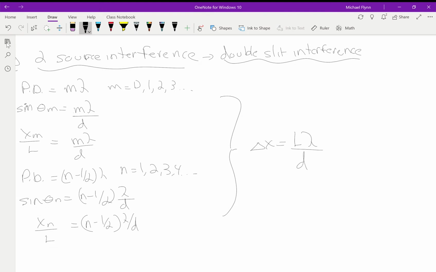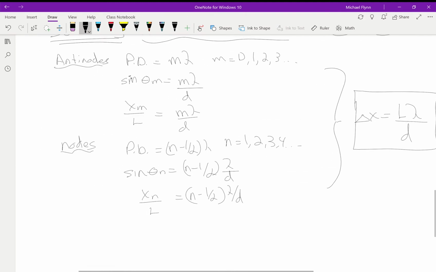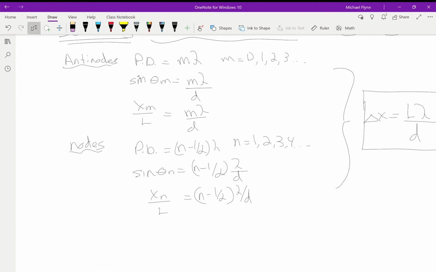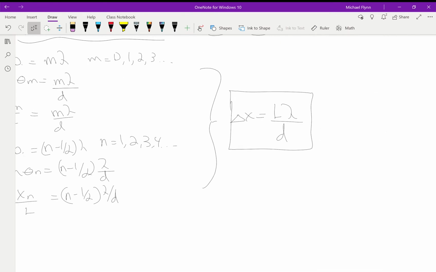There's a way to derive this formula. I'm not going to bore you with the details like I did yesterday. I wanted to show you where the basic equations came from yesterday because you're going to need all these equations. But for this one, I'm just going to add it to the list. This is delta x equals the spacing of the nodal lines or antinodal lines.